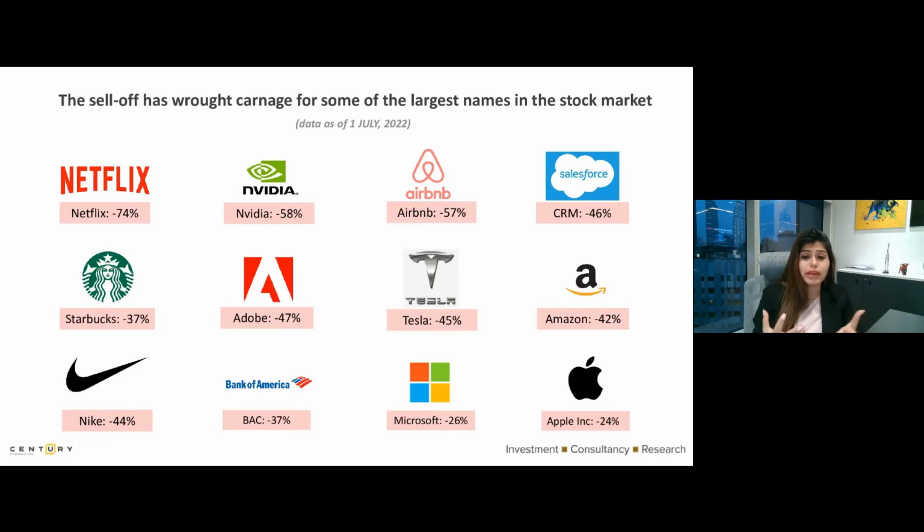Starbucks, these are all big names that we are personally using on our day-to-day basis. You have Amazon, you have Apple. I'm sure many of us over here would be users of iPhone, or probably would even be seeing this presentation on their Mac or on their iPhones. You have Microsoft, which is down 26%, Bank of America, which is down 37%. So these are some of the big names out there which have lost a key portion of their market cap in the last 6 months.